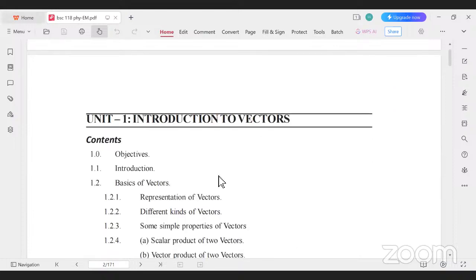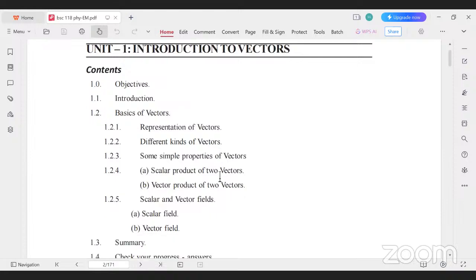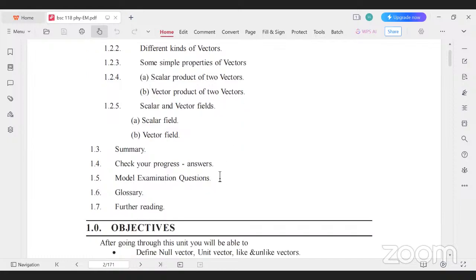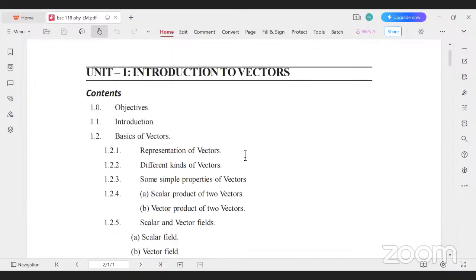So in the introduction to the vector, what we are going to study: representation of vectors, different kinds of vectors, some simple properties of vectors, scalar products, scalar field, vector field. So many other topics are there. I'll just explain you the main concept. Try to understand the basics of the topics. When you read this theory, you will understand what is a vector, what is a scalar, what is mechanics, what is a particle. If you know all these basics, when you study by yourself, it will be easy for you.